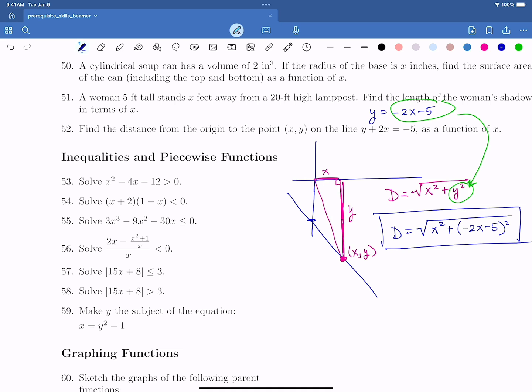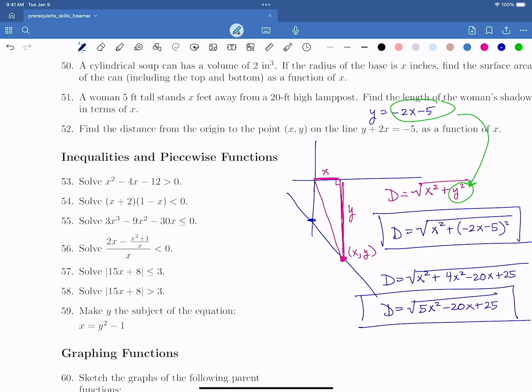The numbers are pretty small here, so we'll go ahead and take the extra step to simplify. x squared plus, foiling that out, we get 4x squared minus 10x, and then plus 25. And we can combine the like terms here. We have 5x squared minus 20x plus 25. So this would be another way that we can express that answer, the distance as a function of x.